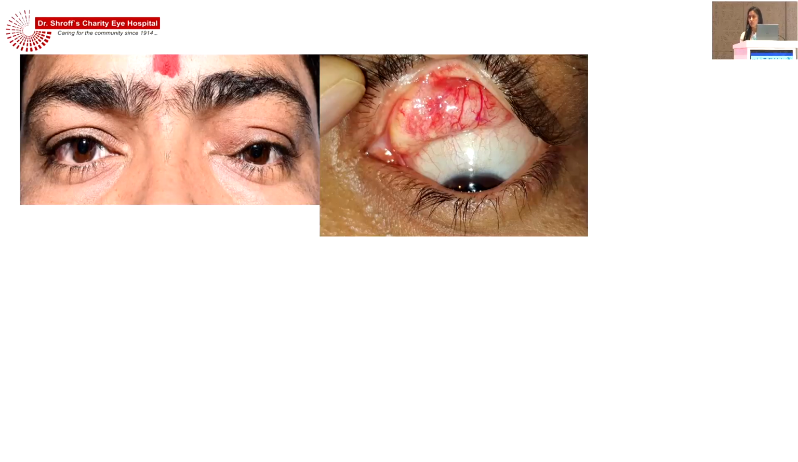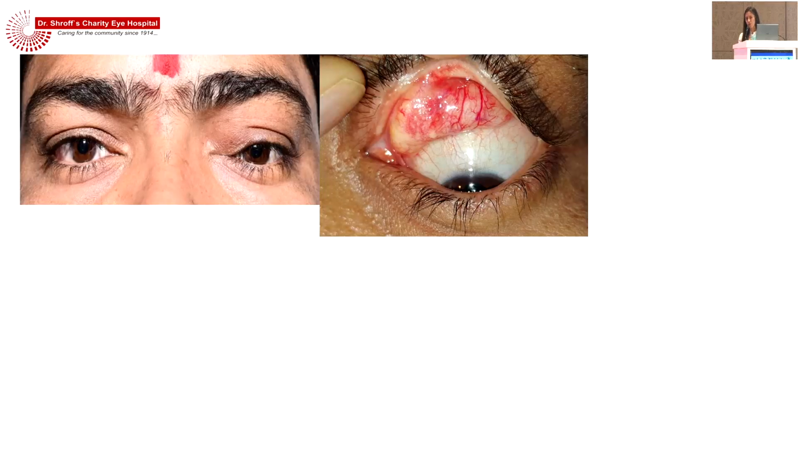This was a young gentleman, comes with a medial ptosis, medial droop, which has been there for a long time, increasing in size. What should be your next step of examination? There is a subtle fullness in the medial eyelid. So you evert the eyelid. This is what you see when you evert the eyelid. So what is your diagnosis?